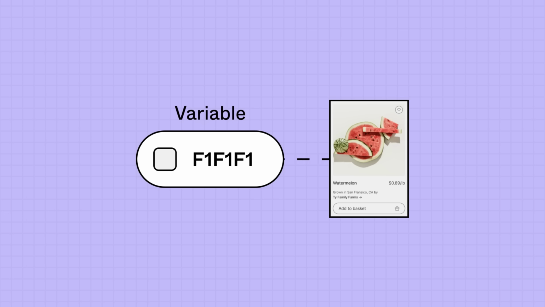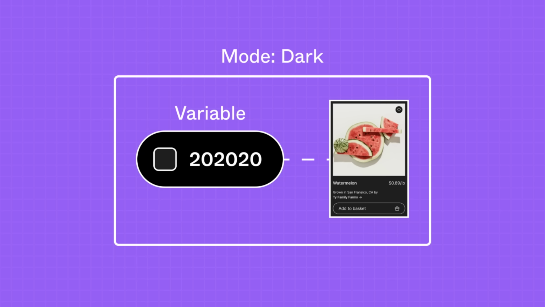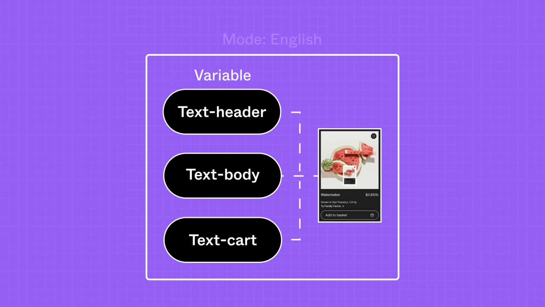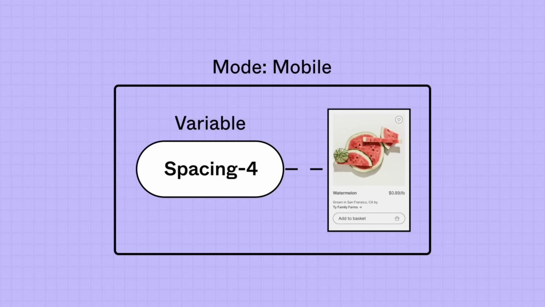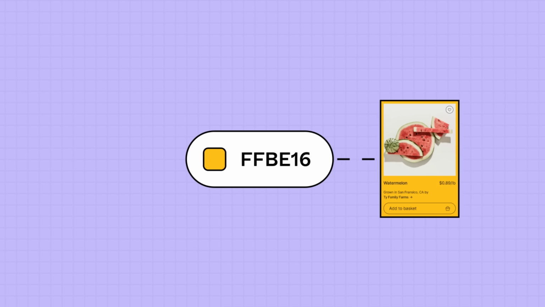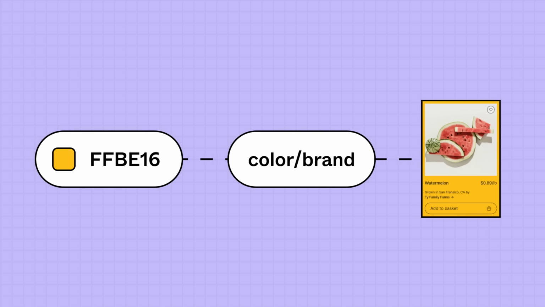Well, not quite. Because of their dynamic nature, variables allow designs to change when used in different contexts. For example, you can switch your designs between light and dark modes, instantly change all the strings of a modal to a different language, or have padding values change when designing for a different device size. A variable's values can also reference other variables, making updating design systems a breeze.